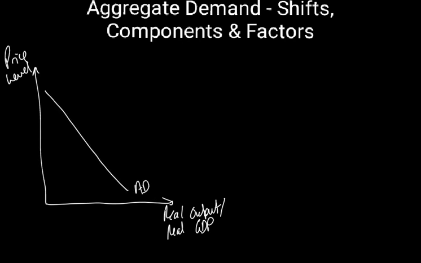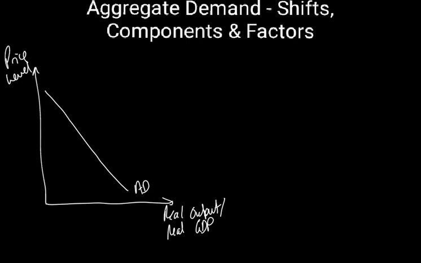Now, the previous video went through the three reasons why aggregate demand slopes downwards. So that's the effects outlined by Pigou and Keynes, and also the exchange rate effect. So that's why aggregate demand slopes downwards. If you're not sure about that, then you can watch the previous video.